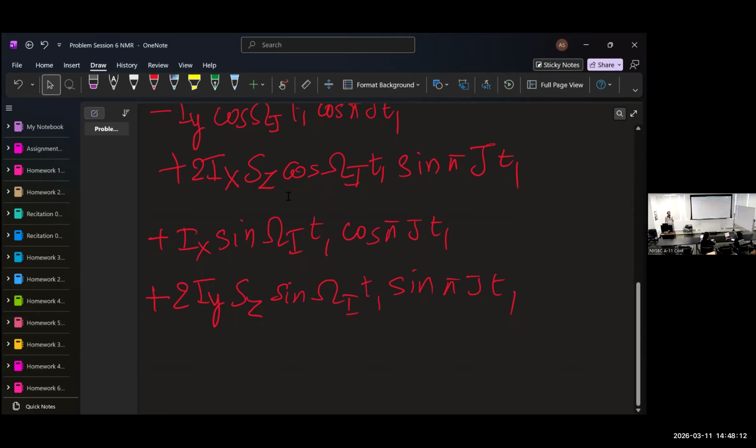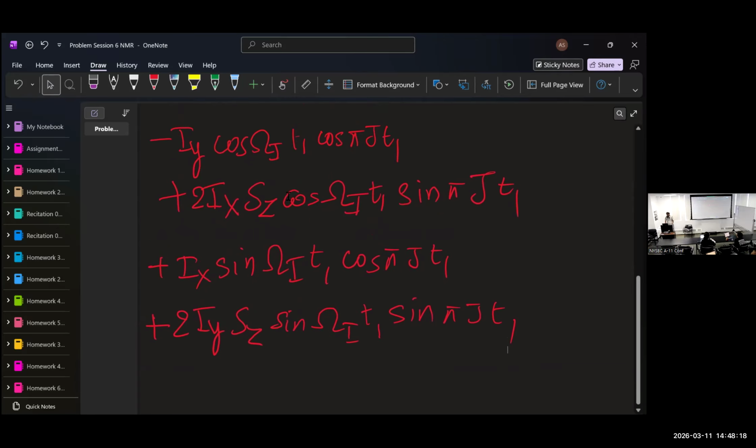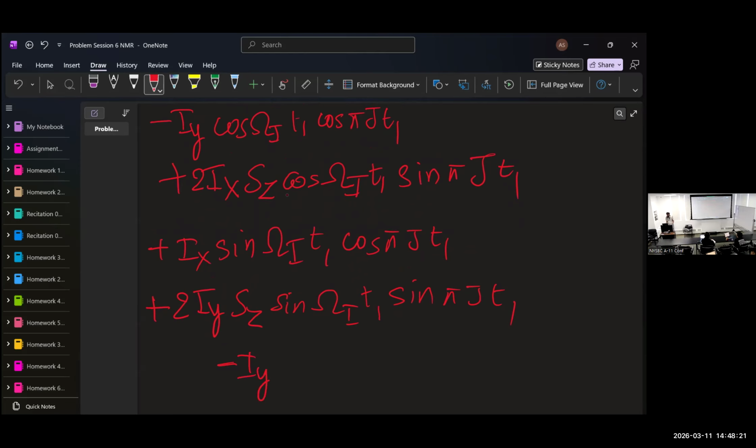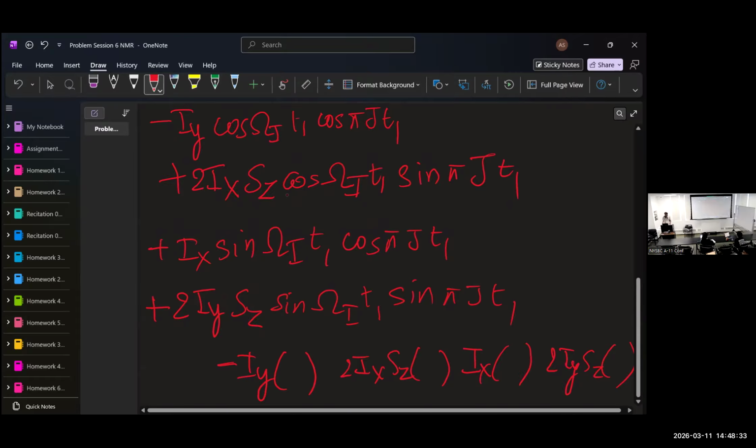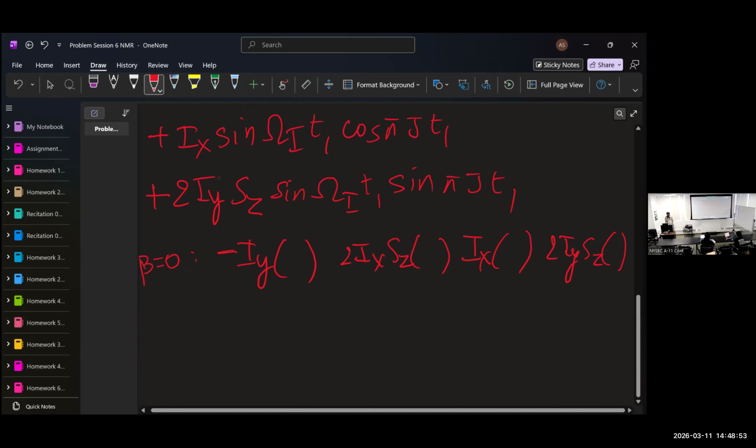I'm going to develop a heuristic, so I'm going to take this experiment forward. I'm going to write this as minus Iy, 2IxSz, Ix, 2IySz, and the parentheses just denote the trigonometric terms that will be carried in every step. So when beta equals 0, I just have this at the start of acquisition. That makes sense, because there is no rotation of any of these terms.